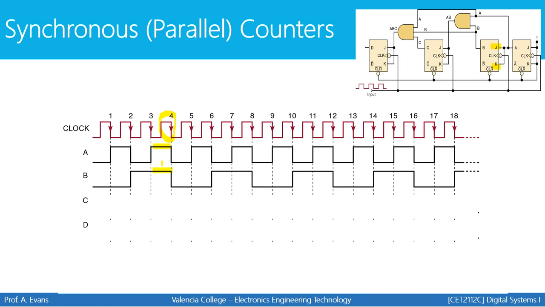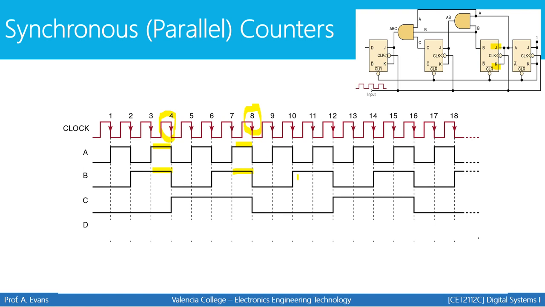And it won't toggle again until this condition occurs again. So the next time that A and B are both high is right here. So at time point 8, that's when we'll see the next toggle. And that's what you're going to see in the waveform. So flip-flop C will only toggle when A and B are both high just before our next transition. And then with flip-flop D, we know that flip-flop D can't toggle until A, B, and C are all high. The output of this AND gate will only be high when A, B, and C are all high. So when A, B, and C are all high, that's when flip-flop D will toggle.